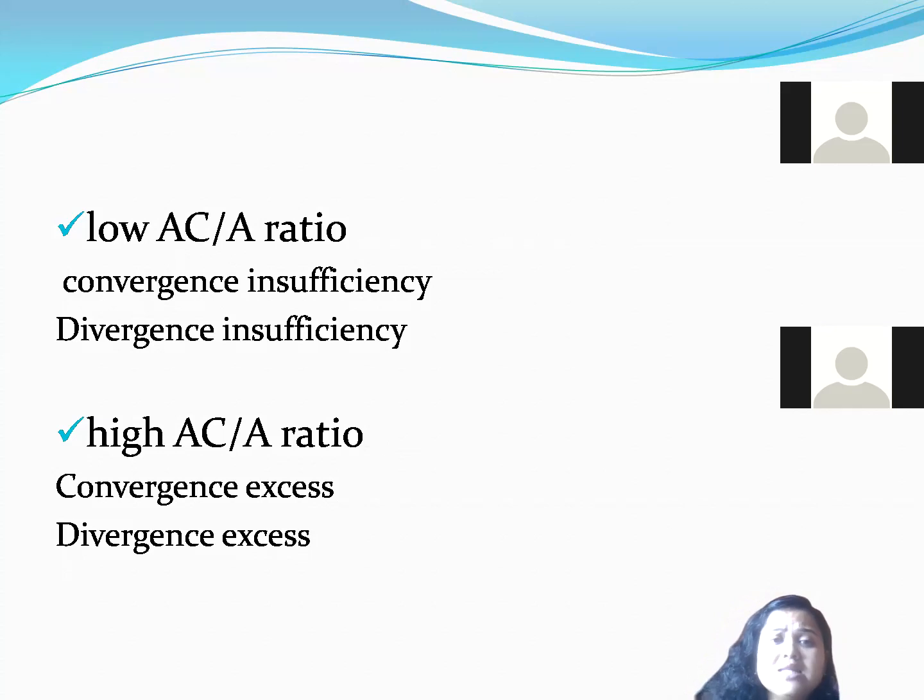All insufficiencies will show a low AC/A ratio. So whatever AC/A ratio we are getting, we can keep in mind that if it is a low one, it can be due to any kind of insufficiency. If it is a high AC/A ratio, it can be due to any kind of excess. That we have to keep in mind.